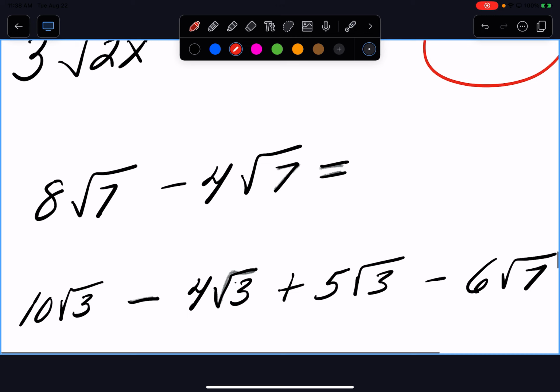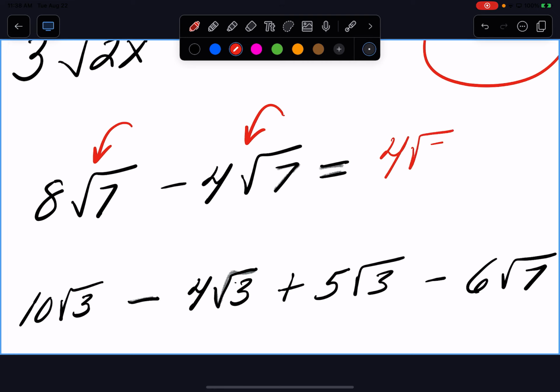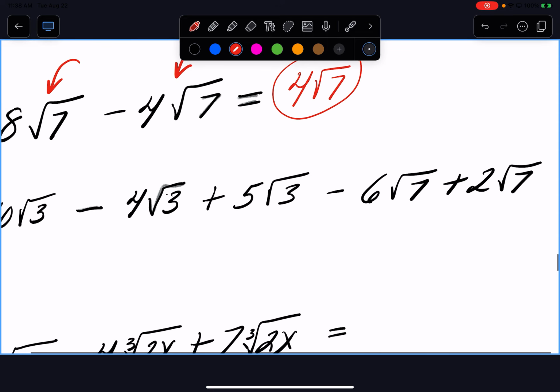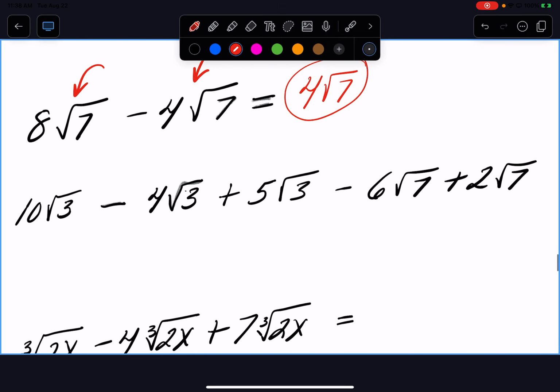Let's look again. 8 root 7s minus 4 root 7s is how many root 7s? 4 root 7s. True, everybody? 8 apples minus 4 apples is 4 apples. Okay, here we go. Now look at this one right here. Only add what you can add. 10 root 3s minus 4 root 3s plus 5 root 3s minus 6 root 7s plus 2 root 7s. So this is 10 apples minus 4 apples plus 5 apples.